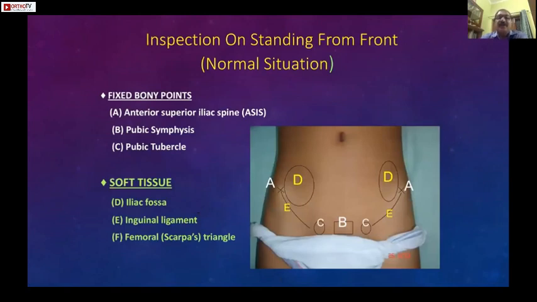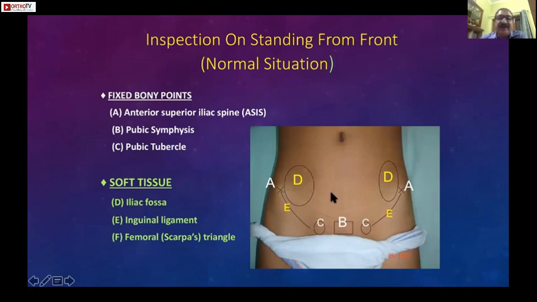Now, inspection. Once you have seen the gait, you have seen the Trendelenburg sign, you have noted the attitude of the patient, now come to the inspection on standing from the front. These are all the points which one is supposed to mark when examining the patient while standing from the front.